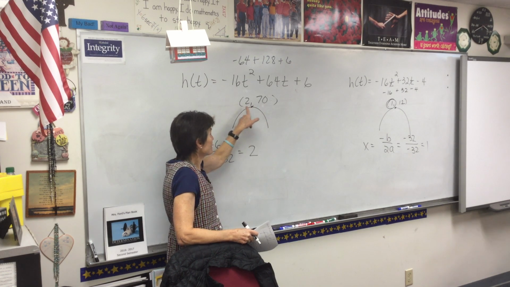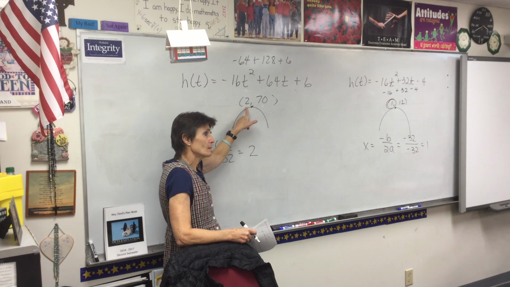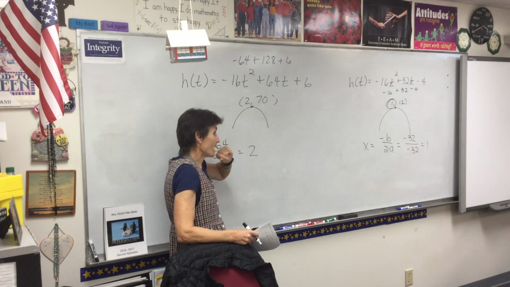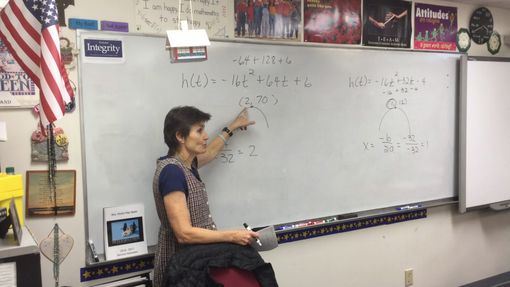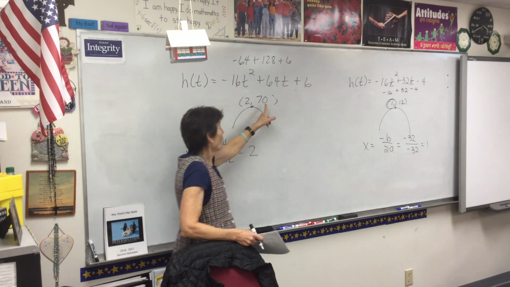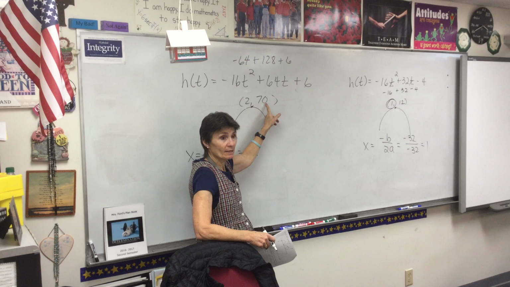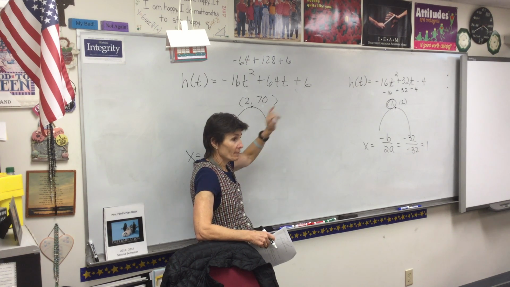That's the height. What does this 2 represent? When it reaches its highest point. So if the question is, when is it at the highest? The answer is 2 seconds. If it's what is the highest point, it's 70 feet. Everybody got that?